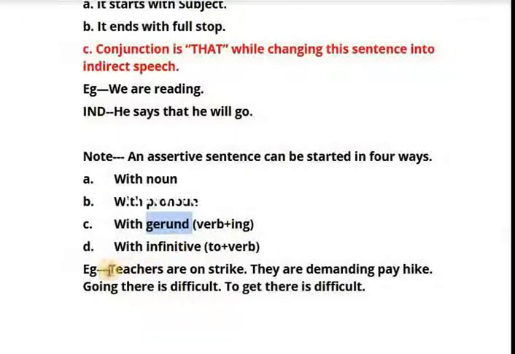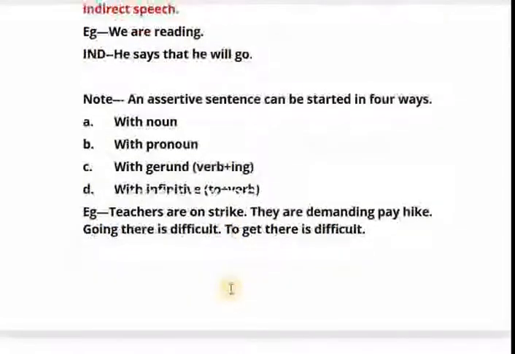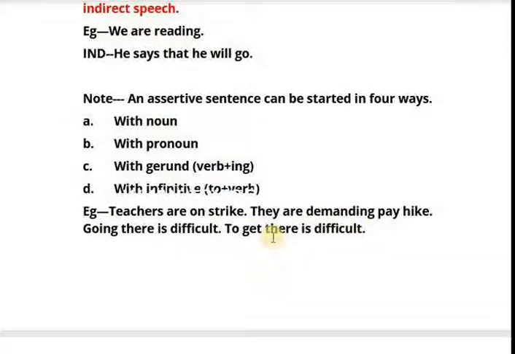Here are a few examples based on these four: noun, pronoun, gerund and infinitive, showing how a sentence can be started with these four. Here is the noun: Teachers are on a strike. Teachers is a noun. They are demanding a pay hike. They is a pronoun. Going there is difficult. Going is a gerund. To get there is difficult. To get is an infinitive. So these are the four ways an assertive sentence can be started, and all the sentences are ending with a full stop.